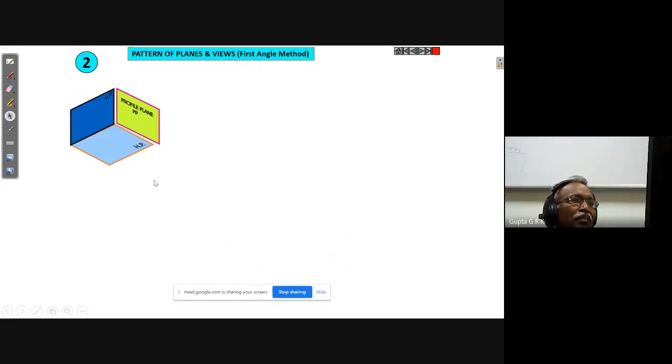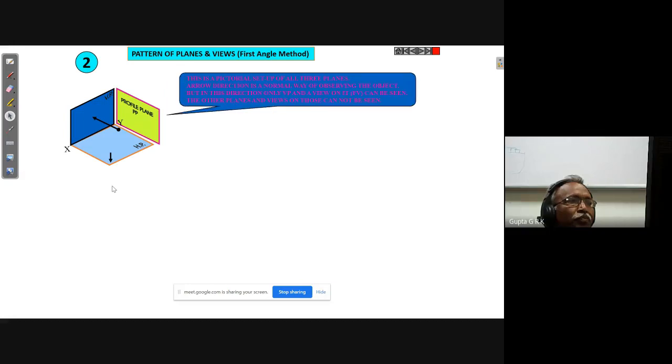So, profile plane. There can be another plane on this side, which is also a profile plane. If I see from this side, the view falls here. And if I see from the other side, the view falls on another profile plane here. So this is the way planes will be. I will draw it like this.